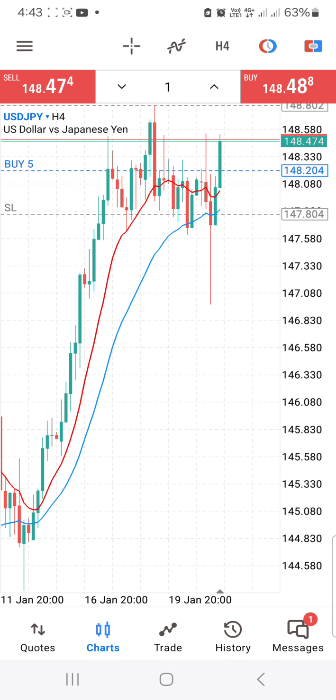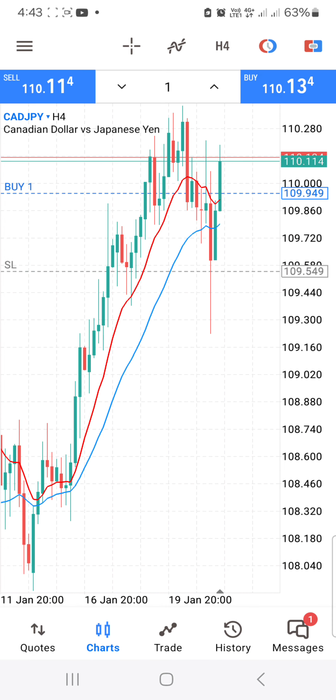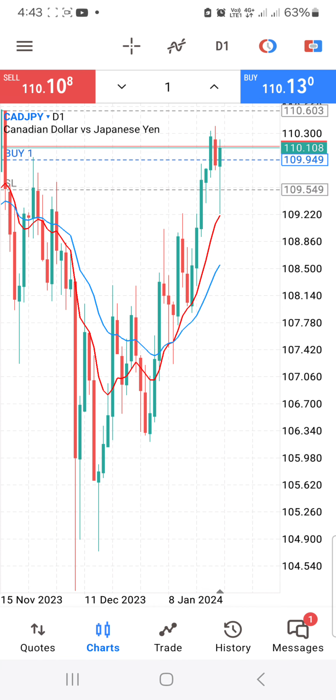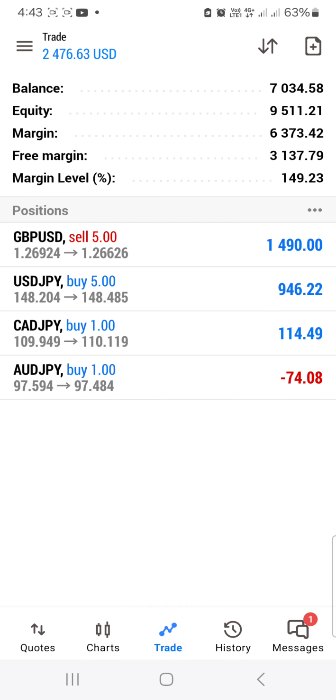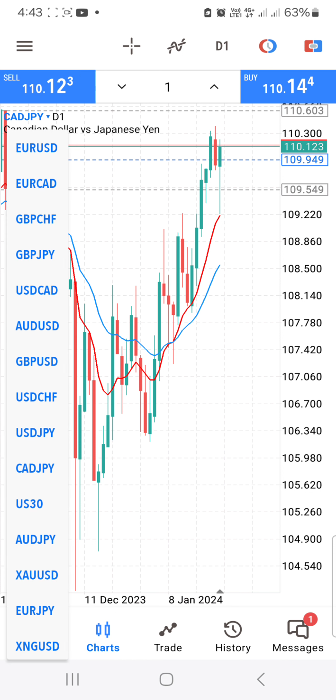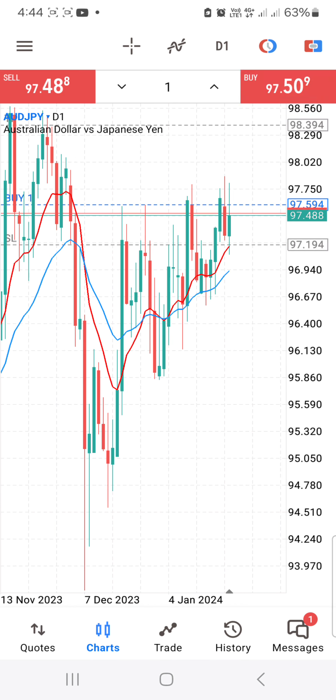Then CADJPY. Let's see what is happening in CADJPY. It is also a buy signal. This is a buy signal. Then let me see what is happening in AUDJPY. AUDJPY, this is Australian dollars, is a buy signal too.